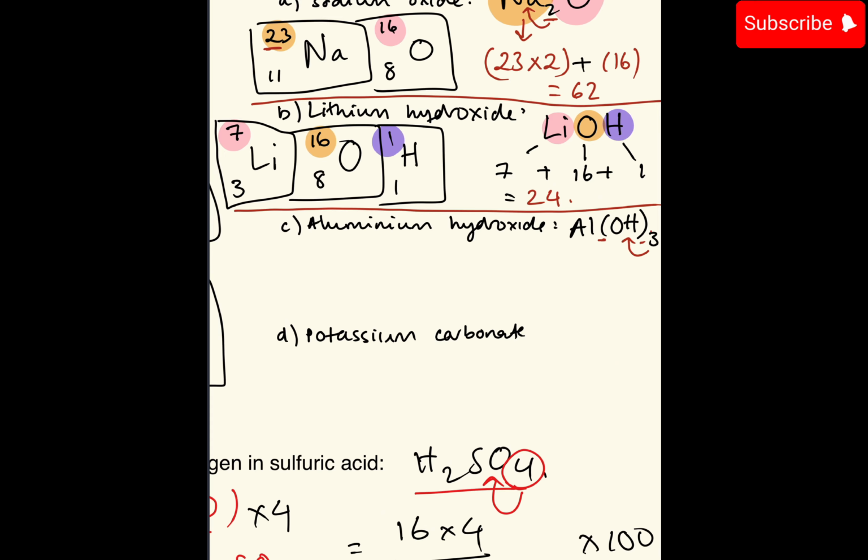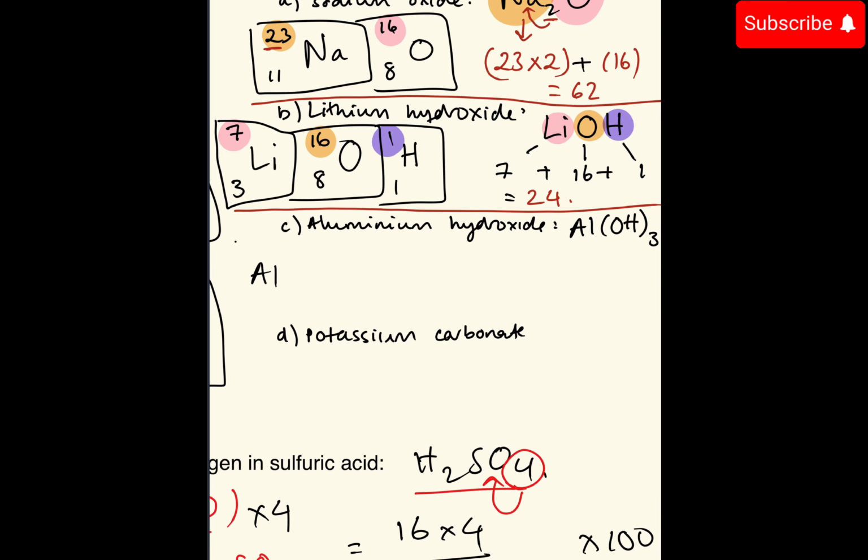And that means that 3, which would normally go, so if it was something like this, then that means the 3 only applies for that hydrogen. But if there's brackets around it, then that means that 3 not only goes for the hydrogen, but also for the oxygen. So that means we have 3 lots of our oxygen and 3 lots of our hydrogen. So we're going to need that in our calculation.